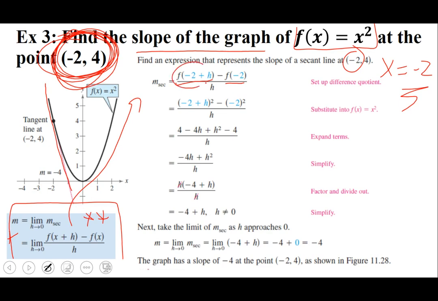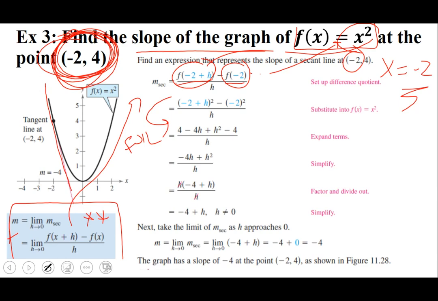F of -2 plus h means go to the f function. Anywhere there's an x, put a -2 plus h. F of -2 means go to the f function. Anywhere there's an x, put a -2. So that means you're going to square and you're going to square. In order to do this calculation, of course, it's a FOIL.